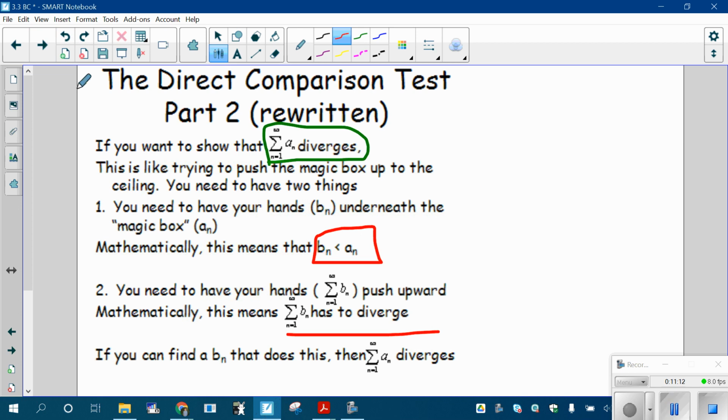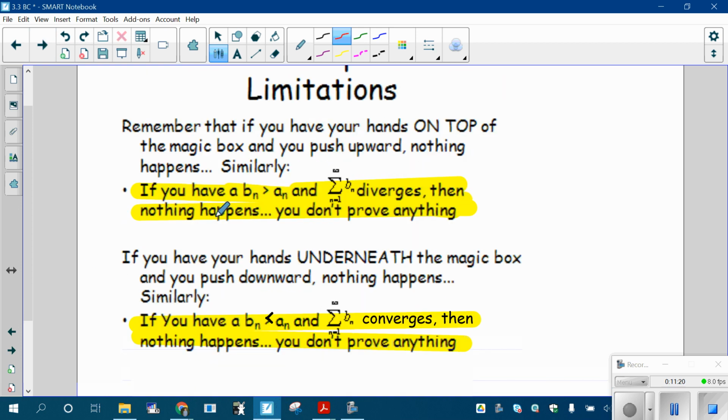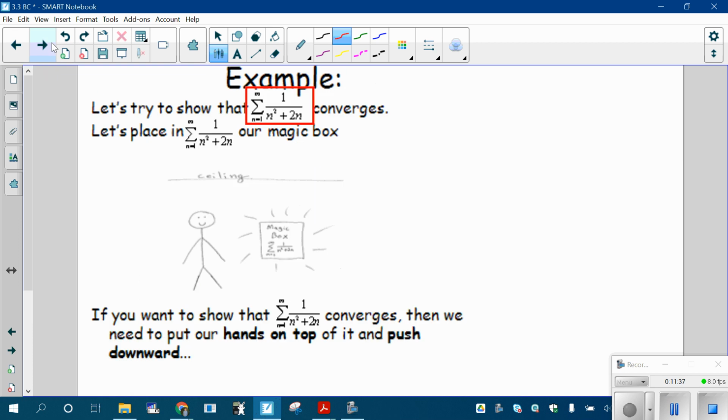If not, you can look at the book definition, but I think the magic box analogy helps you. Again, if you have a series that is bigger than the other series, and the one on top goes to the ceiling, it diverges, that doesn't tell you anything. Likewise, if you think of a series that's smaller than yours that converges, that doesn't help you. Okay? So let's actually do a problem.